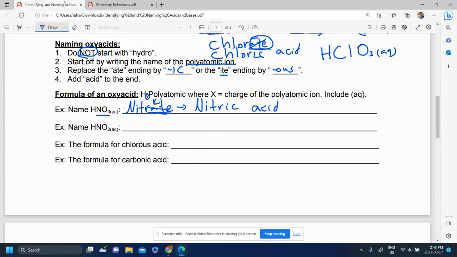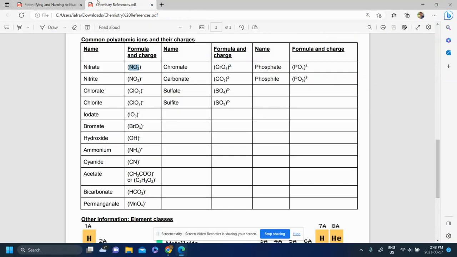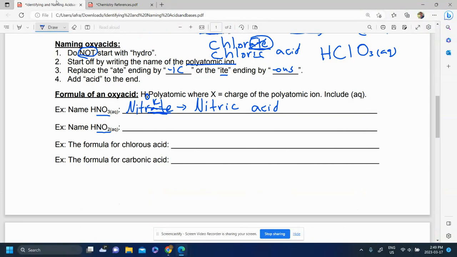Next, we're going to try HNO2. Not a binary acid, oxyacid. I need to go find what NO2 is. NO2, notice, is nitrite. Not nitride, nitrite. So as you know, if you have ite, you change that to ous. So this is actually nitrous acid.